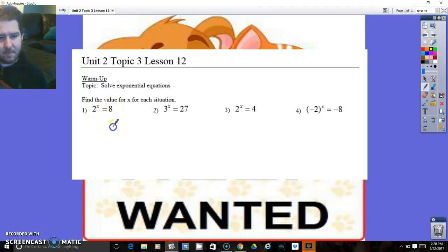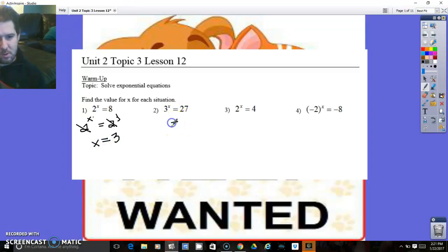So 8 is the same thing as 2 to the third power, because 2 times 2 is 4, times 2 again is 8. So saying 8 and 2 to the third power, those are exactly the same thing. And then, like I had mentioned before, once the bases are the same, then the bases can be crossed out, and the exponents must also be the same.